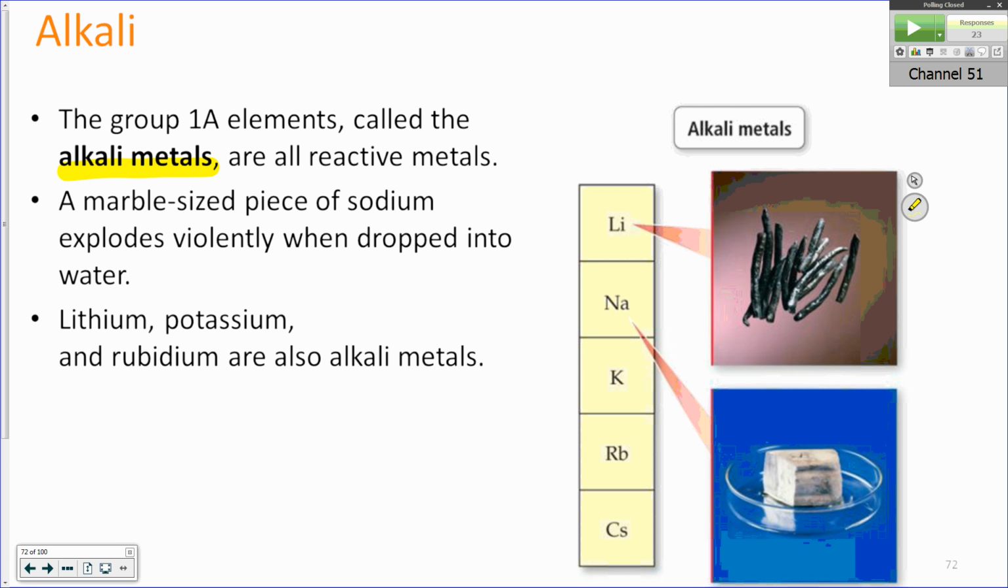They have a characteristic in that they are very reactive. In fact, they're so reactive that most of them will react with air. If you take even a marble-sized piece of sodium and drop it into water, you'll have an instant explosion. The sodium reacts with the water. It produces a lot of heat and a lot of hydrogen gas.